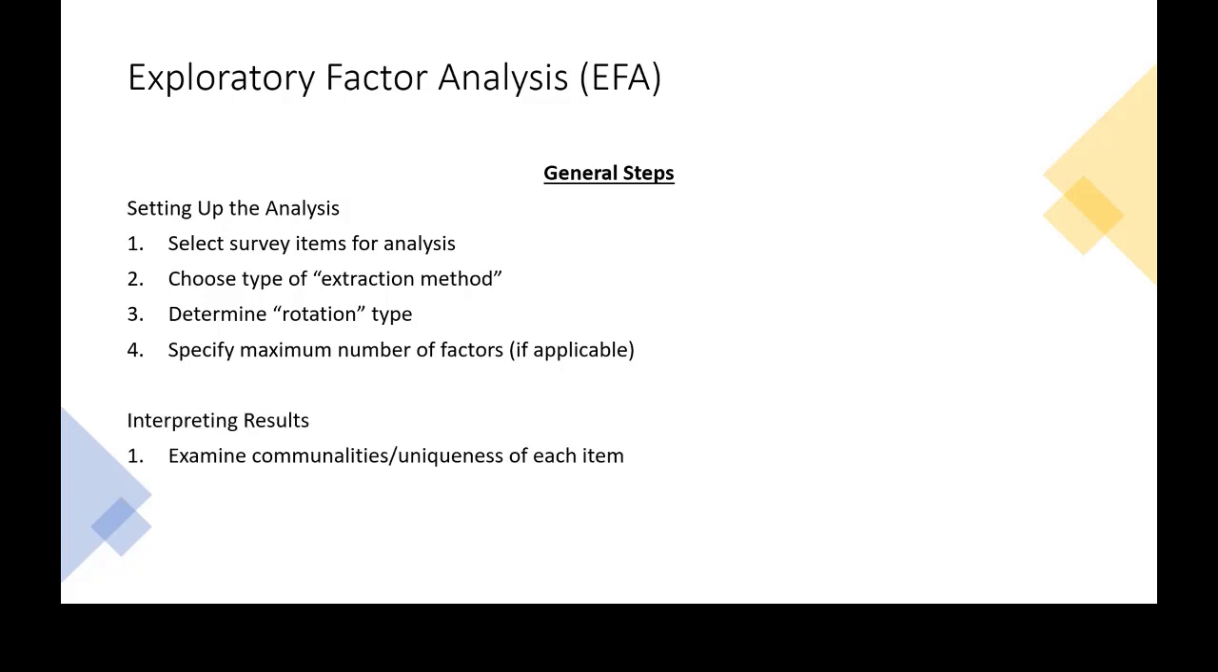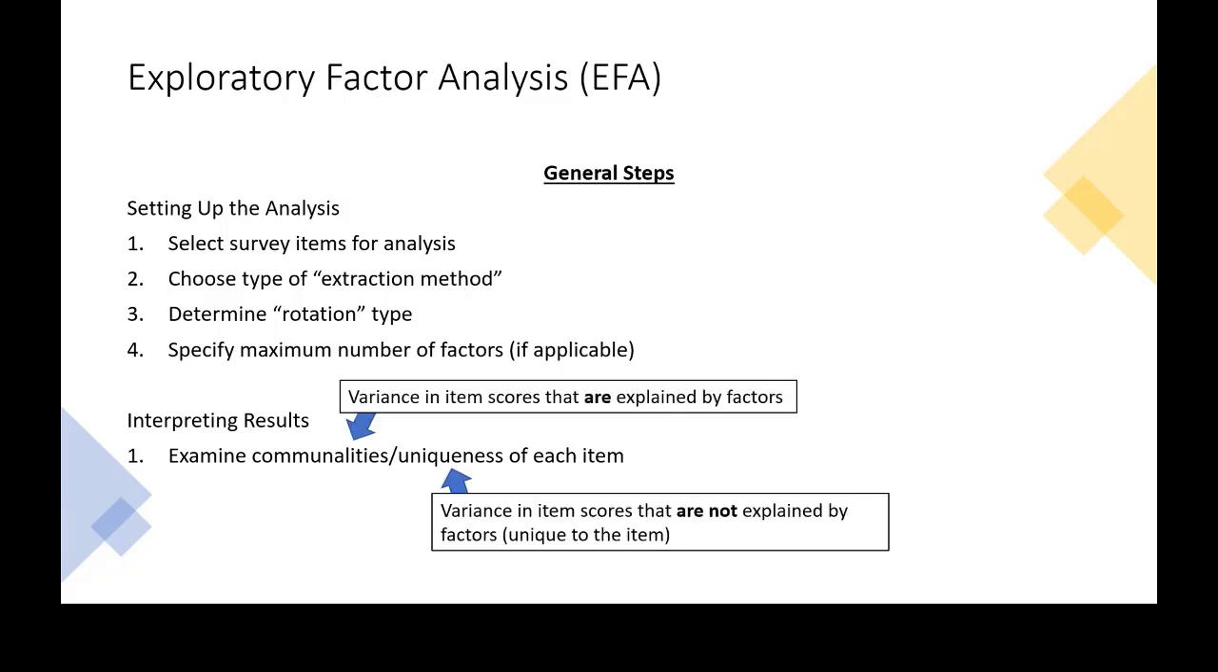Now you've set up the analysis. And now you have to interpret the results. Some things you'll want to do is first off examine what are called communalities and uniqueness. Basically, how much variance in the score on each item is explained by the factors. So in other words, how well are the factors doing in explaining how people vary and how they respond to the items. And then uniqueness is literally how unique is this item from those factors. Is it distinct enough to not really be explained well by them?